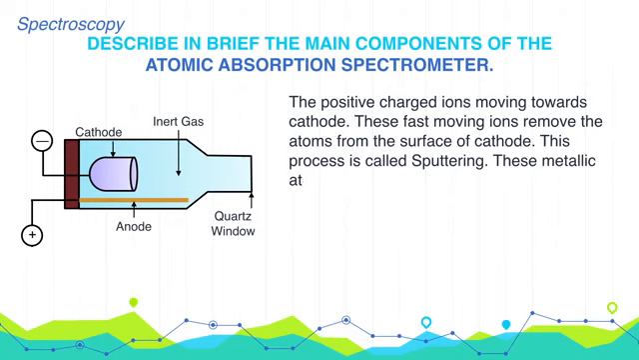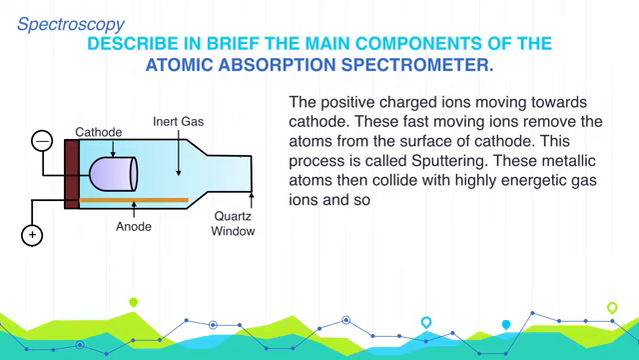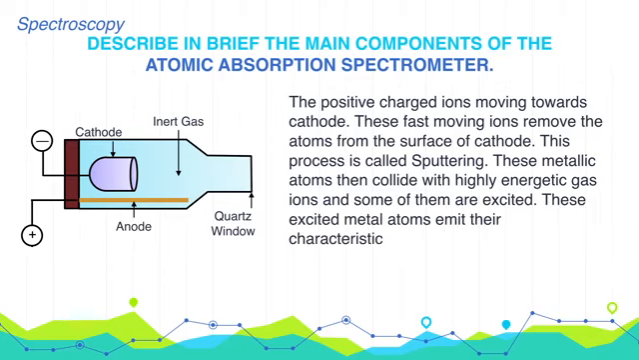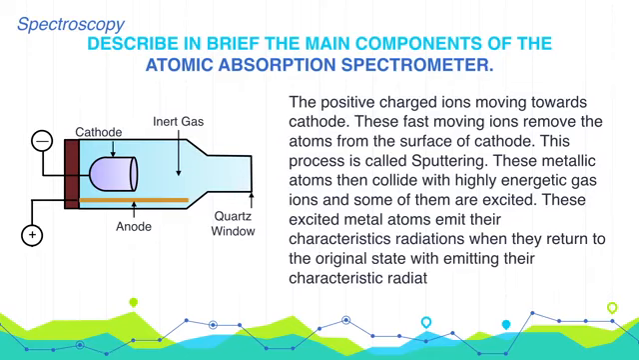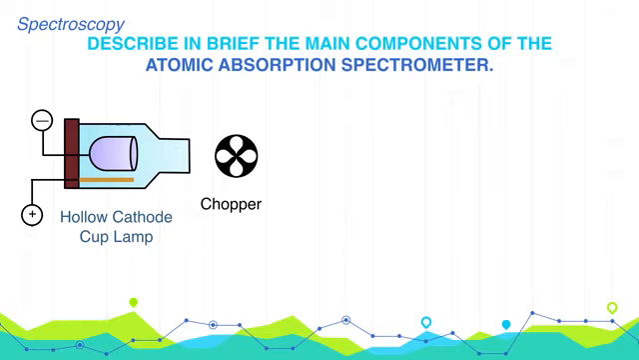These metallic atoms then collide with highly energetic gas ions, and some of them get excited. These excited metal atoms emit their characteristic radiations when they return back to the original state. Second is a rotating chopper. A rotating wheel breaks the beam of light coming from the cathode lamp and produces intermittent light, that is, broken lights.